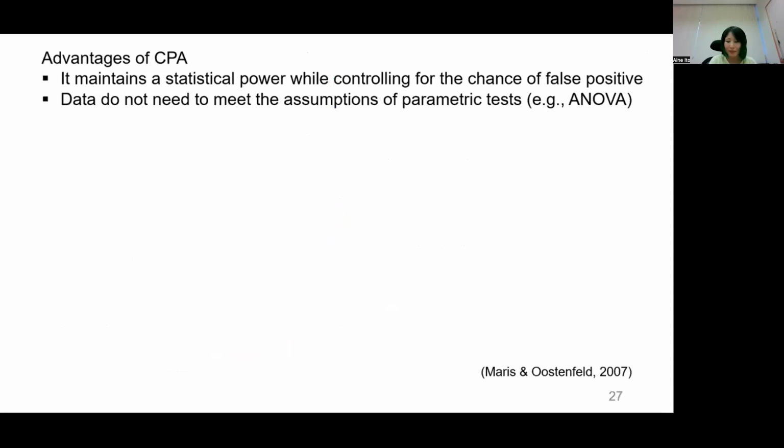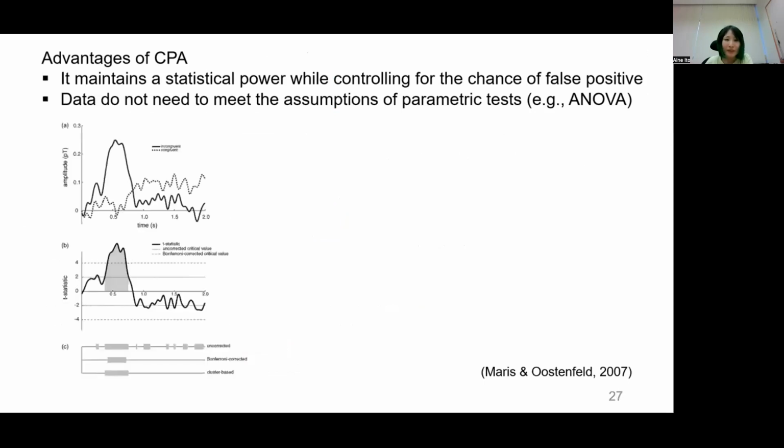The advantage of CPA is that it maintains statistical power, that's what we want, right? By controlling for the chance of false positives. So without increasing the rate of false positives too much, we can still keep the power to a good extent. The data also don't need to meet the assumptions of parametric tests because this is a non-parametric test. Unlike ANOVA, which has parametric test assumptions, we don't have to care about that in CPA.